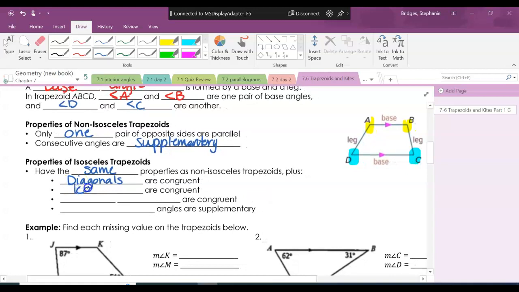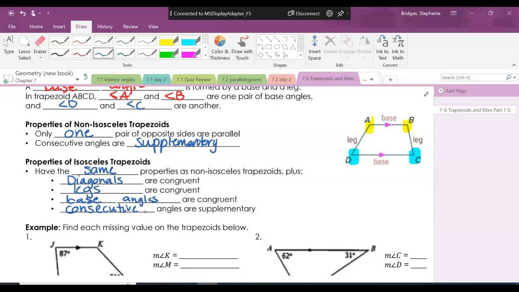The legs are congruent. The base angles are also congruent. And then consecutive angles are supplementary, which is the same as the regular trapezoid. So they have the same properties as regular non-isosceles trapezoids. The diagonals are congruent, the legs are congruent, the base angles are congruent, and our consecutive angles are supplementary.